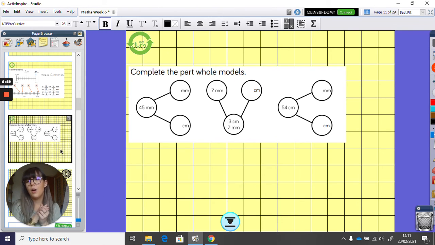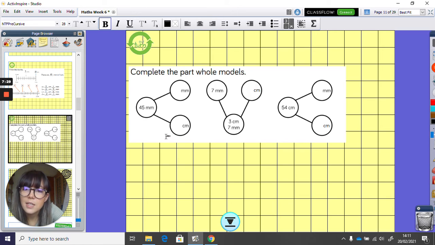Now, these are the part-whole models. These are basically questions like addition questions or subtraction questions, okay? So that's a good way of looking at them. They're 2 parts, and the 2 parts equal the 1 whole. So it's really similar to a normal number sentence, okay? But these are using millimetres or centimetres or both, because obviously you can use both.